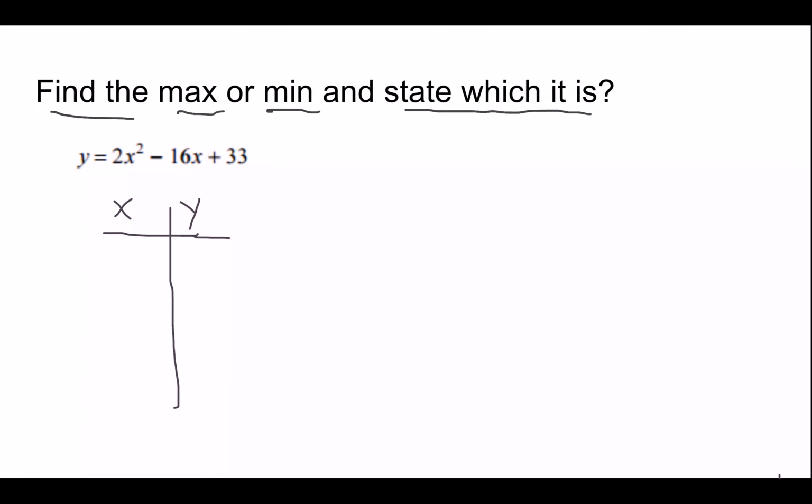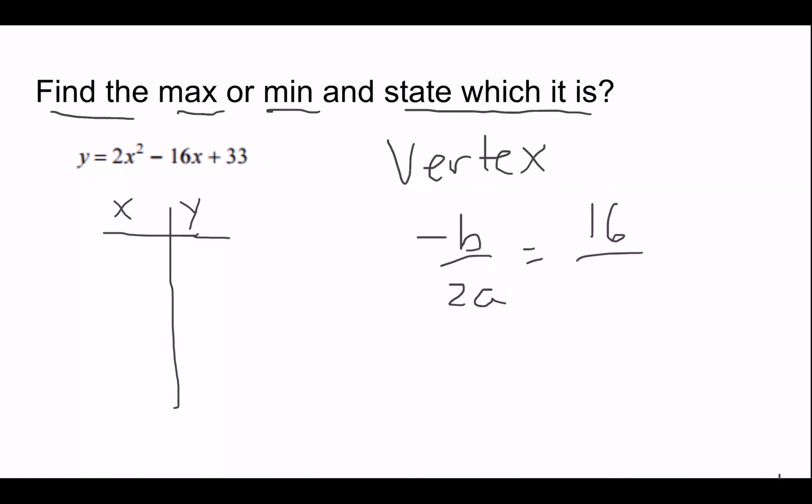So when I'm looking over here, again, another name for the max and min would be the vertex. So we're going to find the x-coordinate for the vertex, which would be negative b over 2a. When I plug that in, I should get 16 over 4, and that is just going to give me 4. We're going to graph this so that we can tell whether that vertex is a max or a min. So I'm going to pick 1 point below, and 1 point above.